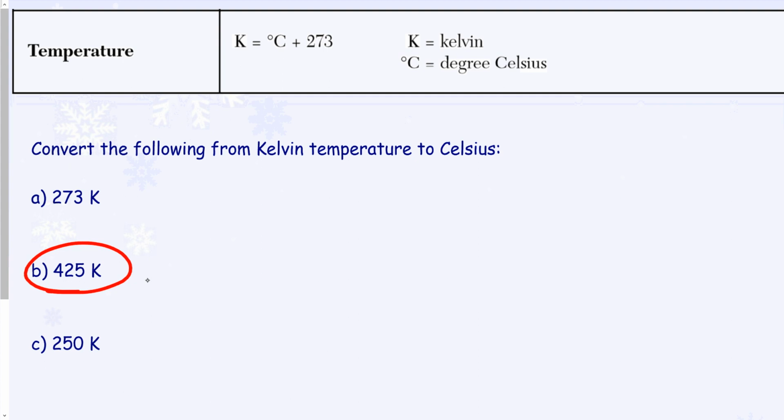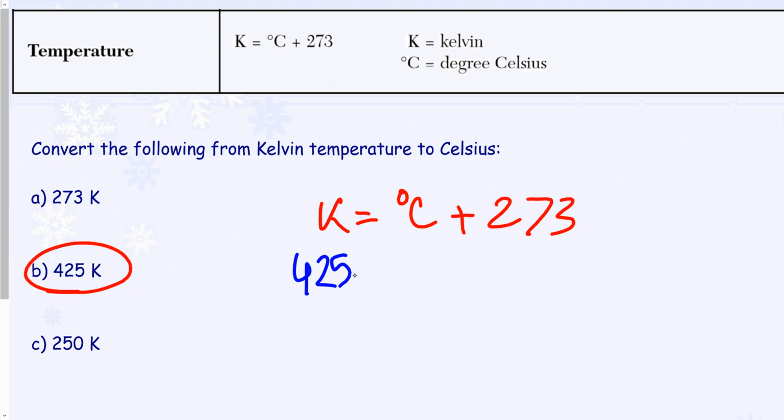425 Kelvin. As I said before, even though the formula is written in my reference table, I always copy it down, always. So instead of K, I would replace the letter K with 425. Capital C is unknown, so I would leave it as it is. Let me use a different color. And then the other one is obviously known, so it's just a number.